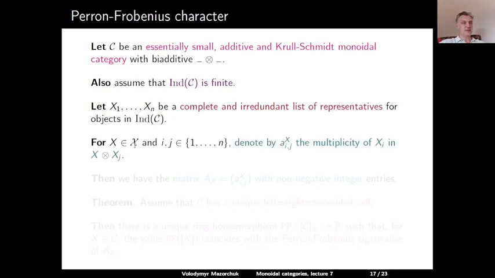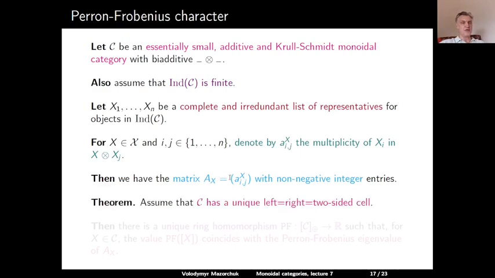For any object x in C and two indices i and j from 1 to n, denote by a_ij^x the multiplicity of x_i in the tensor product of x with x_j. This gives us the n times n matrix with non-negative integer coefficients consisting of these multiplicities a_ij^x. We denote this matrix by A_x.